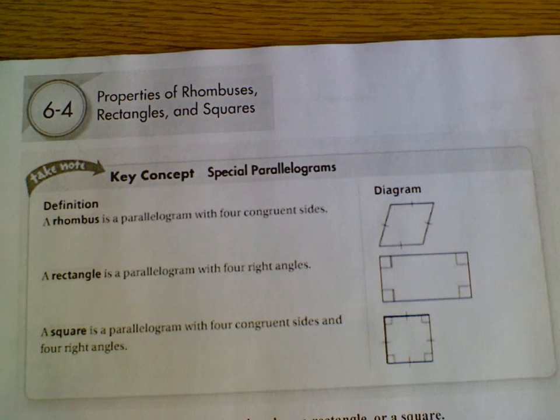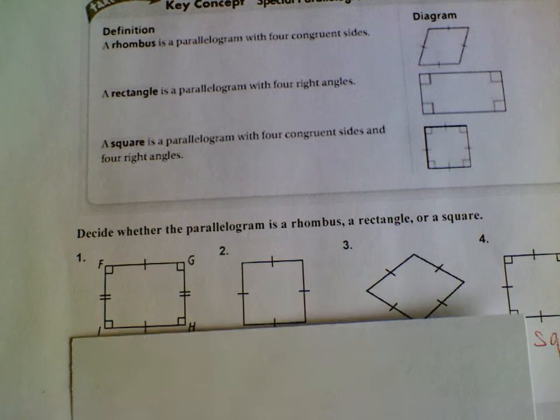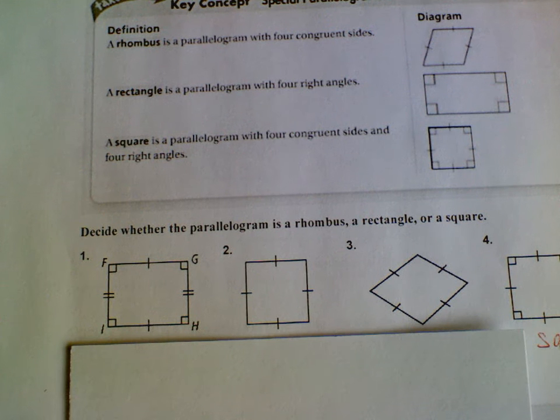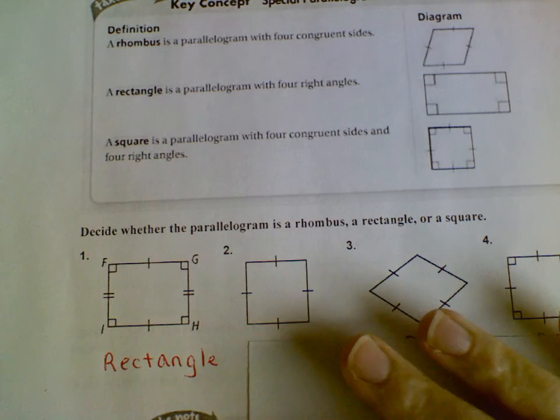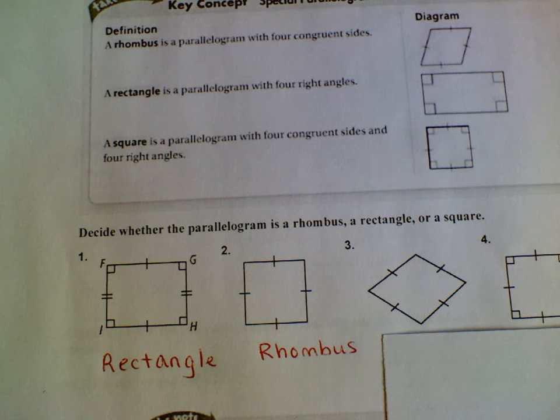So our first problem is we're just going to look at shapes and see if we know what kind of shape they are. So it's saying decide if it's a rhombus, a rectangle, or a square. So number 1, notice I have 4 right angles and I have opposite sides congruent. So my answer would be rectangle. Number 2, notice I only have 4 congruent sides. You cannot assume that those angles are right angles unless they have marked it. So in this case, number 2 would be a rhombus.